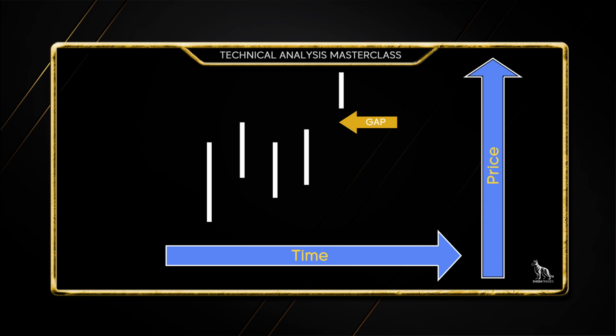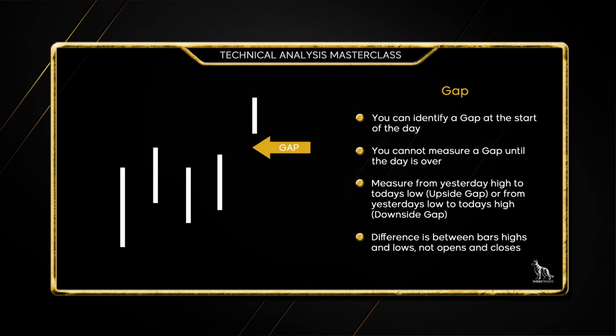So there's no overlap between them, and that would give us a gap situation. Now, you can identify a gap at the start of a day because by nature, for a gap to occur, the opening price is going to have to occur somewhere in a void, somewhere above the trading range of the day before. So you could say, oh, there's something going on here. You could kind of tell that by the opening. You need a gap at the opening for sure.